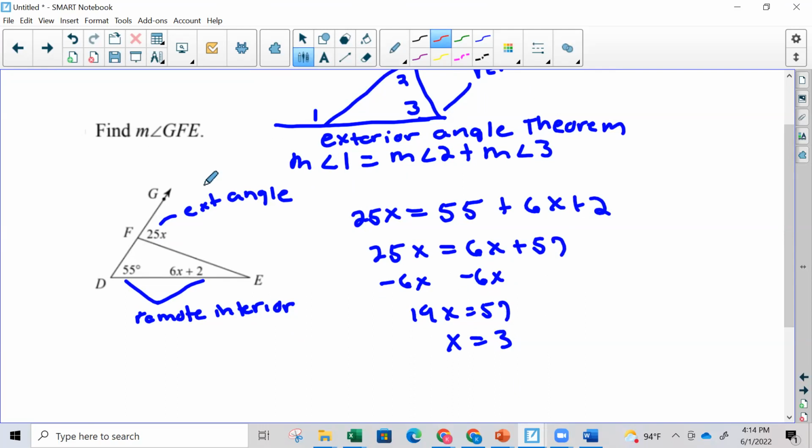So again, this problem didn't ask for x, it asked for, okay, what is the measure of GFE? So again, GFE, when we name an angle, we trace it, and that would be this angle. And so to find it, we just substitute in x. So the measure of angle GFE is 25 times 3, which is 75. So that's how we do the exterior angle theorem when we have different expressions. So if you have any questions, please let me know.